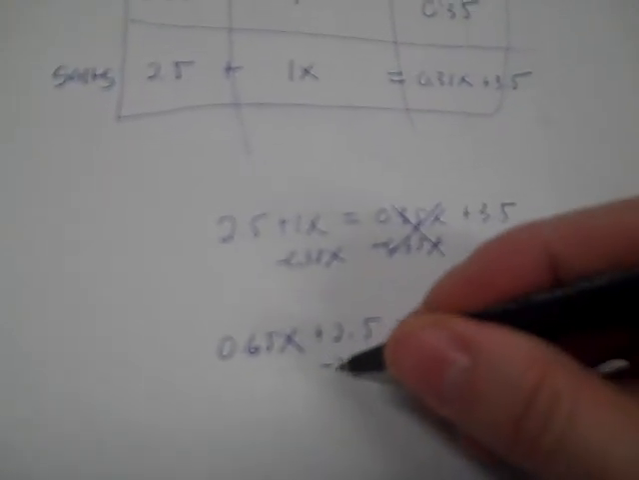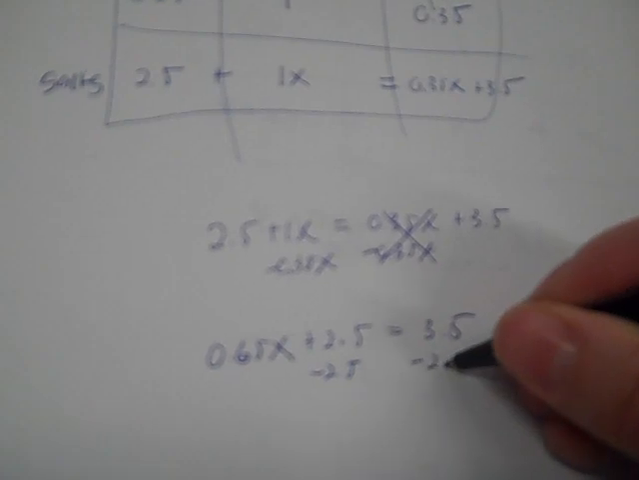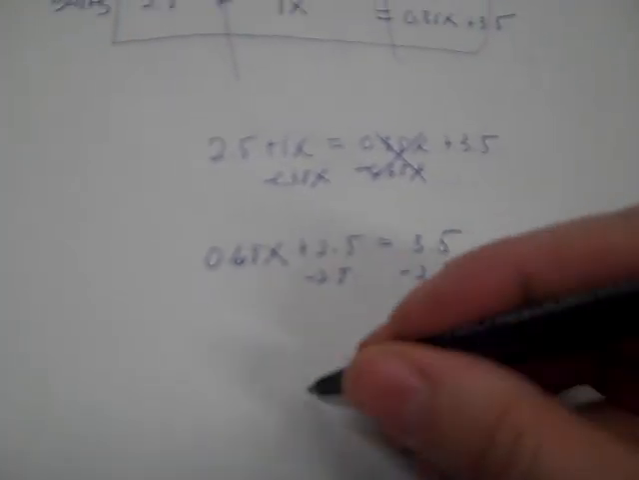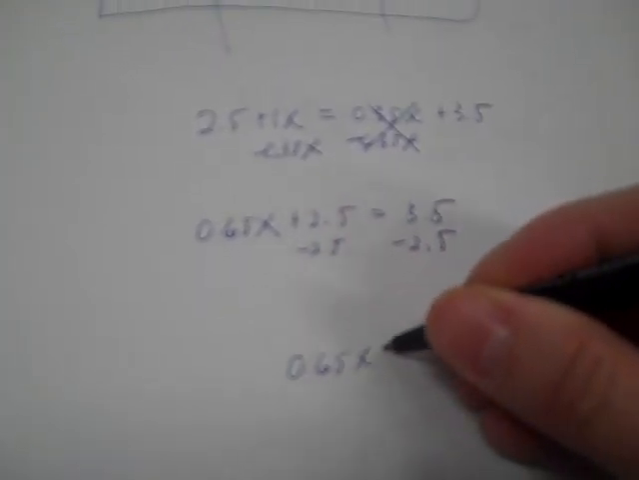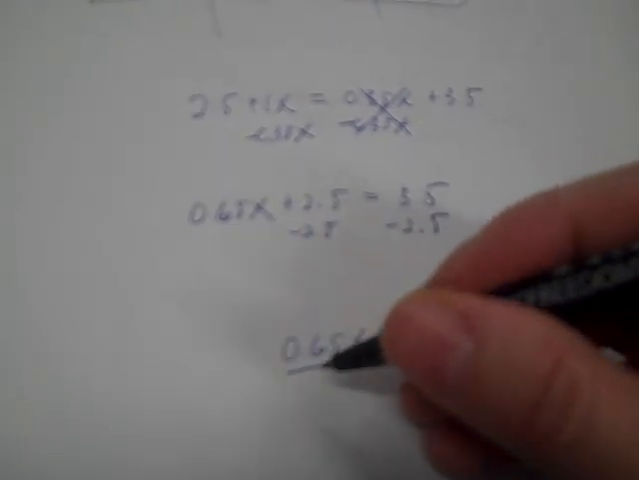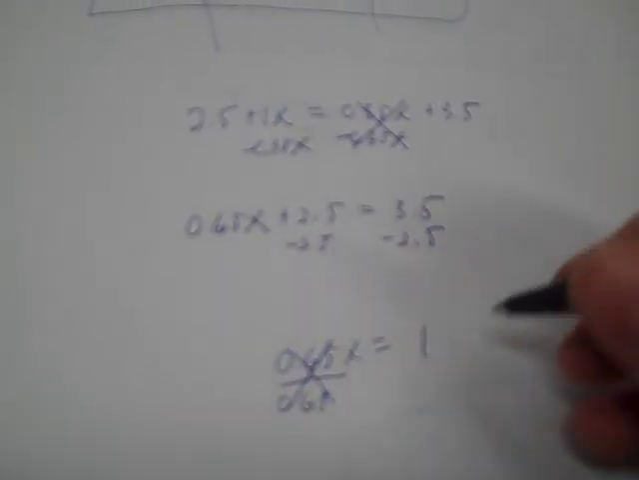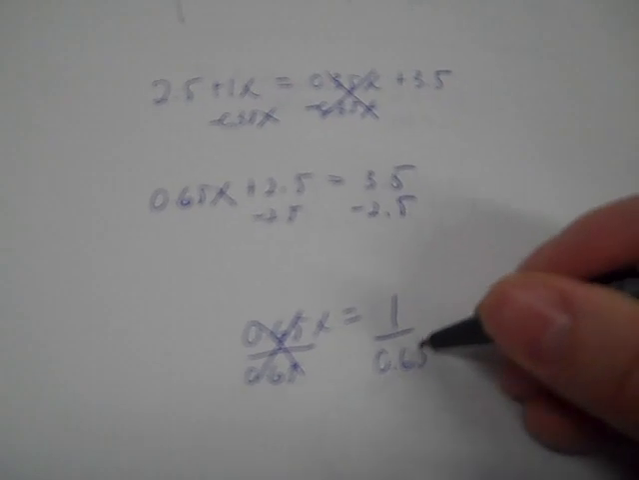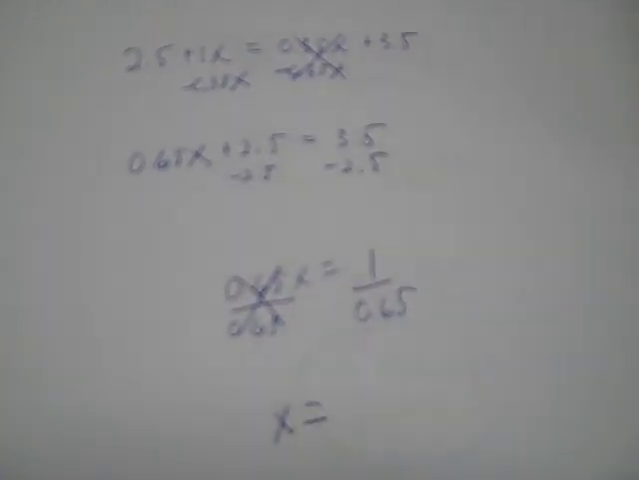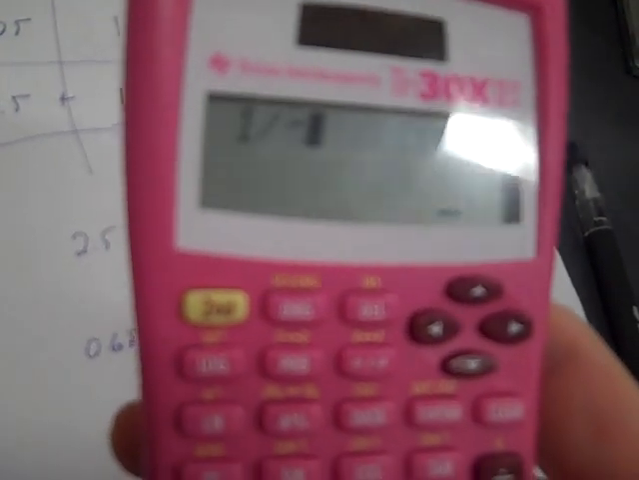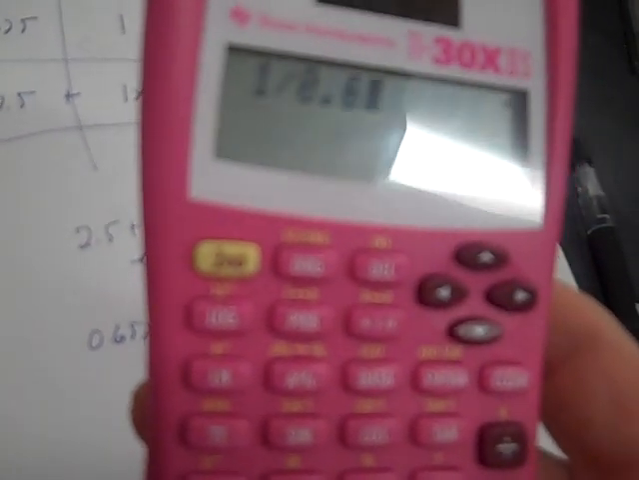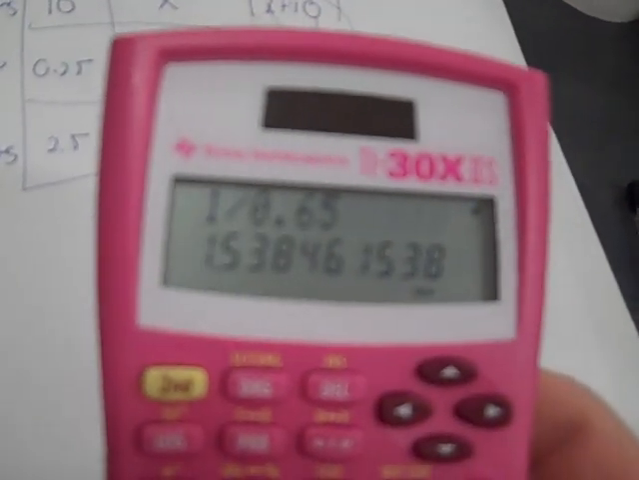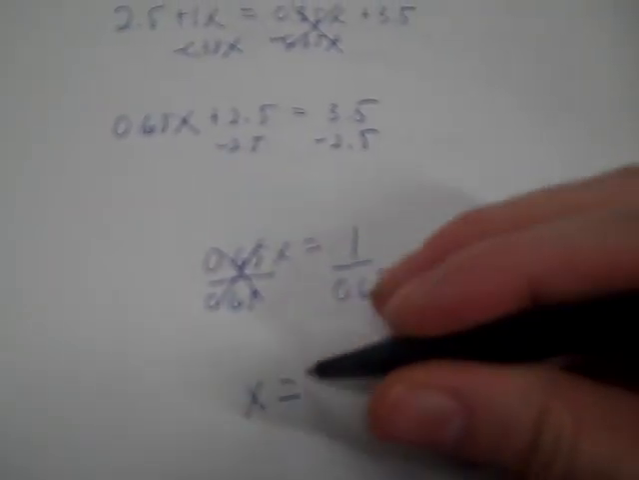Then I'd minus the 2.5. 3.5 minus 2.5 is 1 whole. And then I divide both sides by 0.65. That tells me what x equals. So 1 divided by 0.65. I'm going to round to the nearest hundredth, so it's 1.54 gallons.